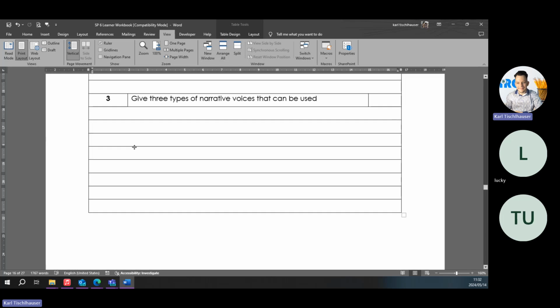Okay, then number 3 says give 3 different narrative voices that can be used. So remember your voice would alter. The thing that would change is tonality. So you can have a happy narrative voice, a sad narrative voice, a positive one. There are many different ones. You could just give me 3 different types.